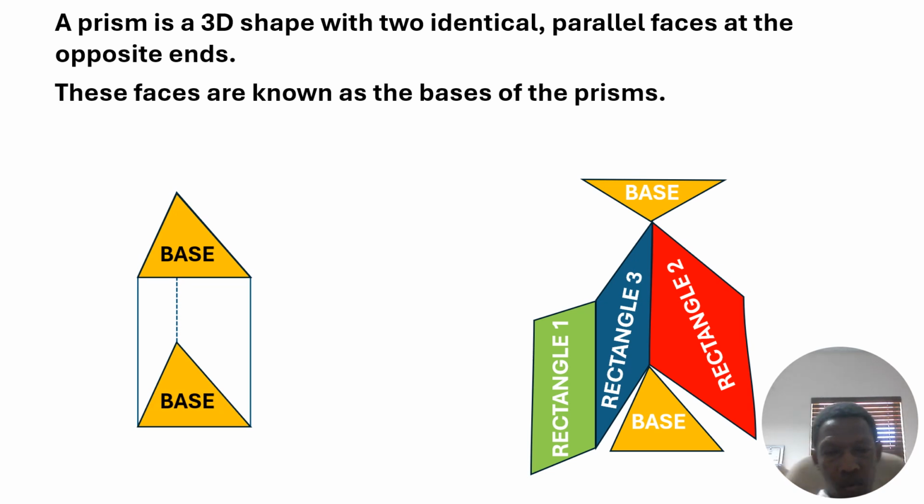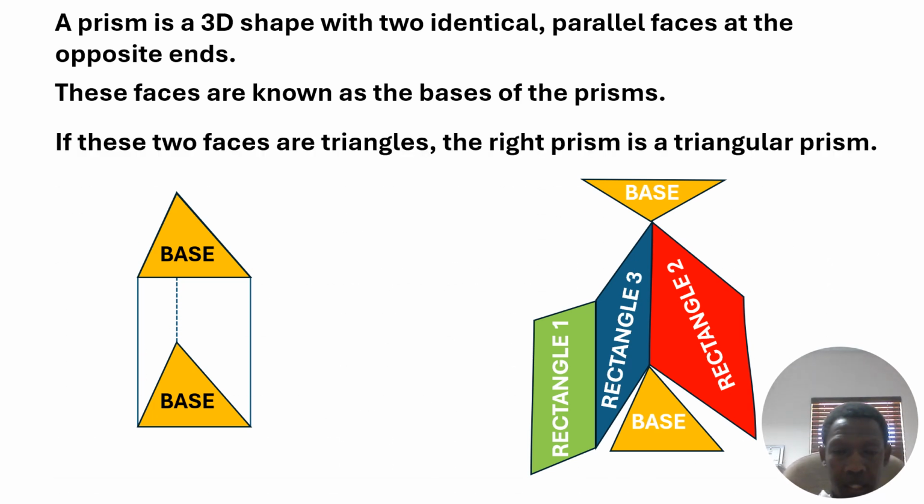The faces are known as the bases of the prism. Basically, when we create the prism, the base will be moved a particular height in order to create a prism. So in this case, if this base moved to this height, this will be the height of the prism. And if these two faces are triangles, the right prism is a triangular prism.